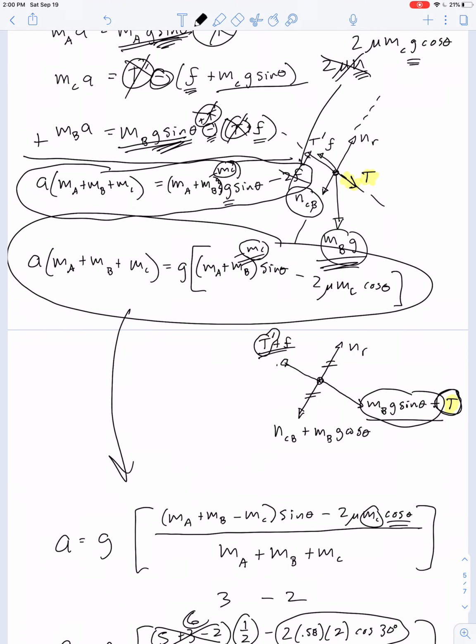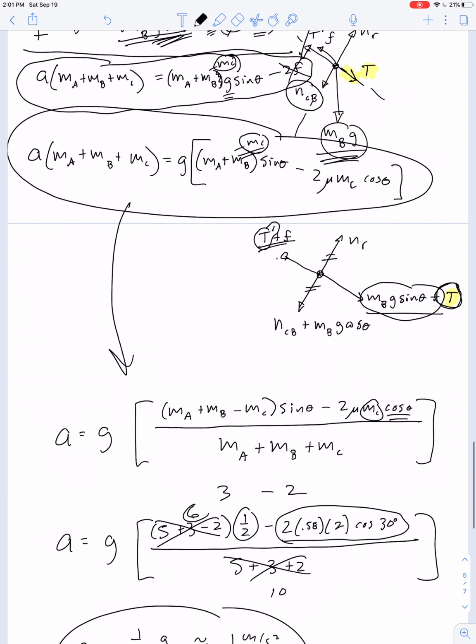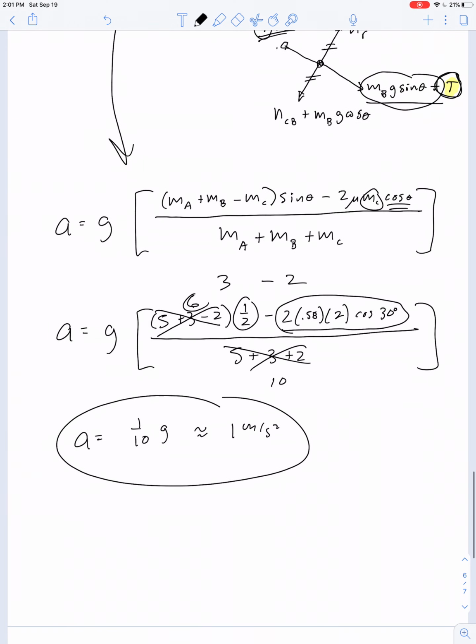But if you're very careful and you double check all your work as you go and you inspect your free body diagrams carefully, you should end up with the correct value.